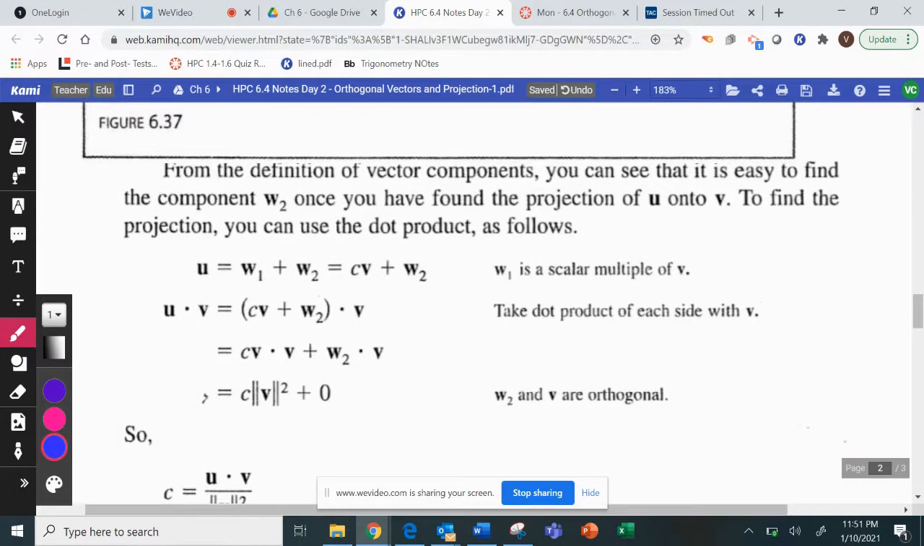So from the definition of vector components, you can see it's easy to find the component W2 once you've found the projection of u onto v. To find the projection, you can use the dot product as follows. So we're going to do u is equal to W1 plus W2, which is also equal to a scalar times v plus W2.